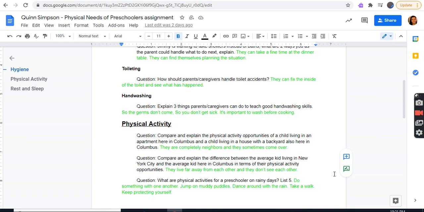Compare and explain the difference between the average kid living in New York City and the average kid here in Columbus in terms of their physical activity opportunities. They live far away from each other and they don't even see each other.